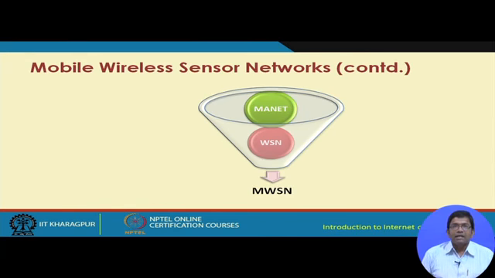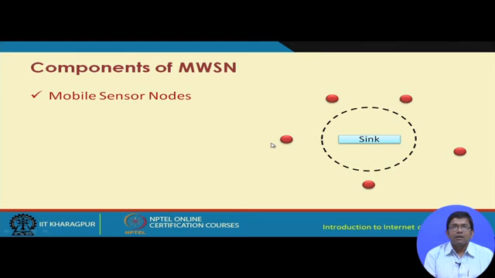So this is what I was telling you a little while back. Mobile wireless sensor networks are basically a conceptual integration of MANETs with wireless sensor networks. So, components of a mobile wireless sensor network: one is the mobile sensor node. The nodes themselves could be mobile. So, we have a sink, and these nodes can move all around this sink.